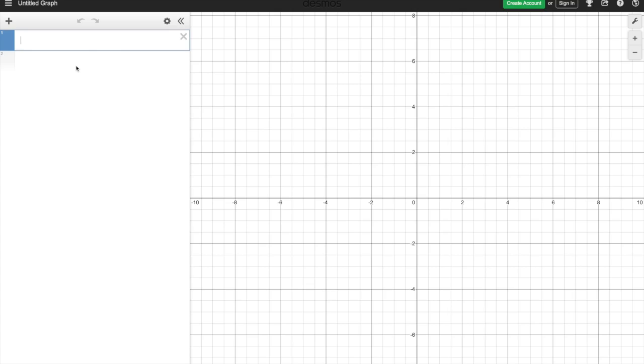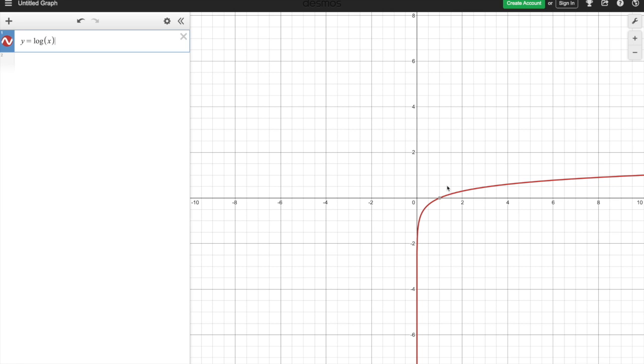Okay, so now we have a Desmos window open, and I want to graph the logarithm function. On Desmos, you can just type the word log, and it automatically recognizes this as the common logarithm. So type it in, and we get this graph.